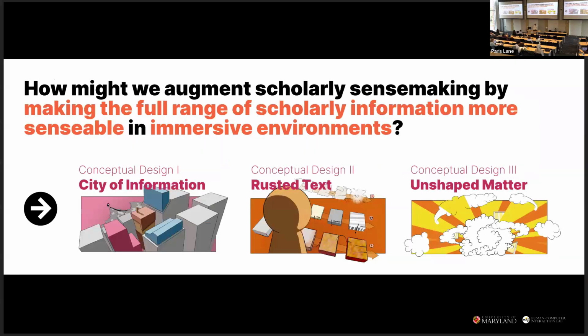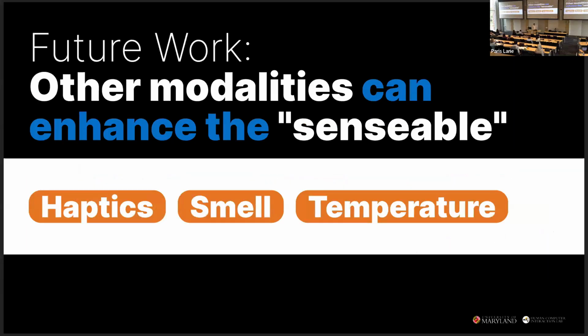These conceptual designs show how immersive environments can support scholarly sensemaking, demonstrating our toolkit's utility for brainstorming systems that make scholarly information more sensible, especially the abstract and qualitative data that prior research work often overlooks. Although our toolkit is currently focusing on visual designs, future work can extend it by incorporating additional sensory modalities such as smell, haptics, and temperature.